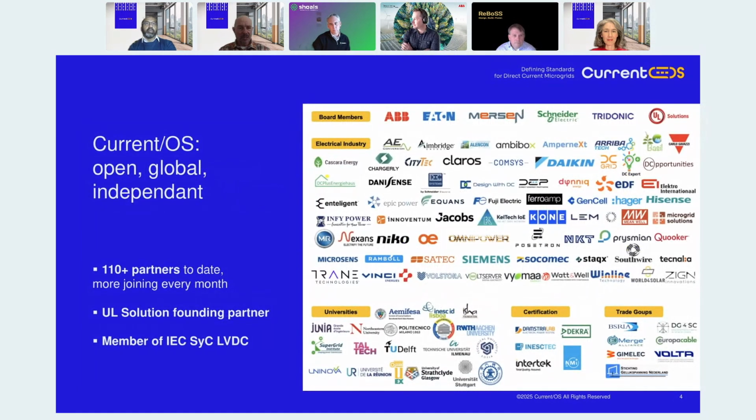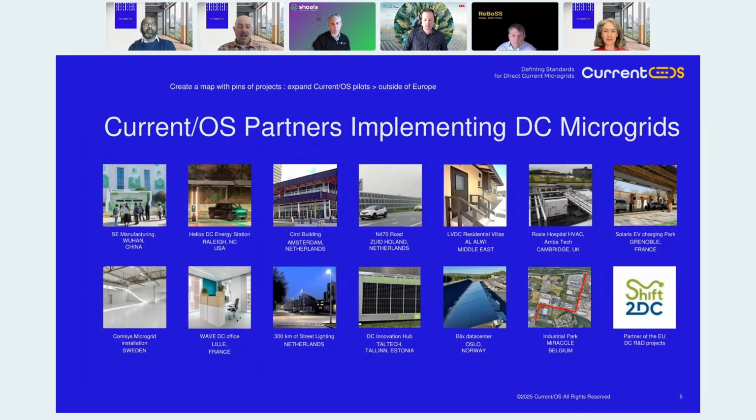Also, a little bit about the current OS organization. We're open, global, and independent. As you can see from all of the logos that appear on the screen today, we have quite a variety of manufacturers, both in the source space and also in the load space, and in that in-between space where sources can become loads and loads can become sources. So one of the value propositions of direct current.